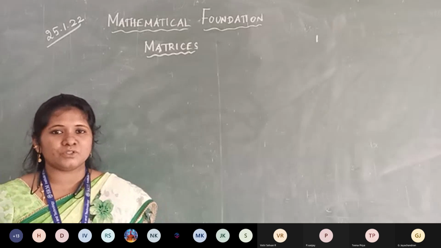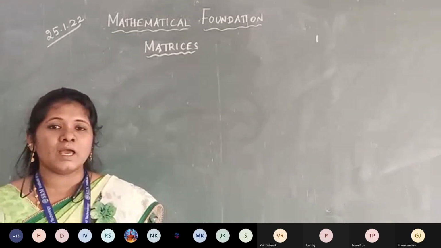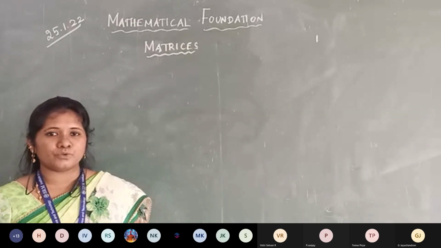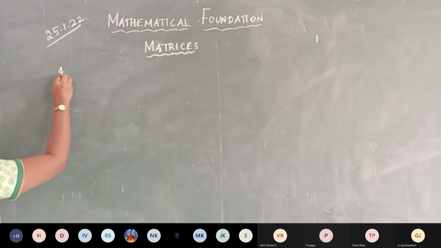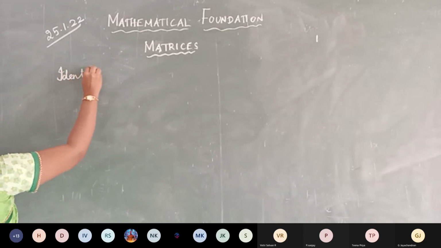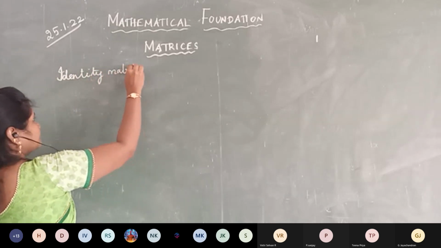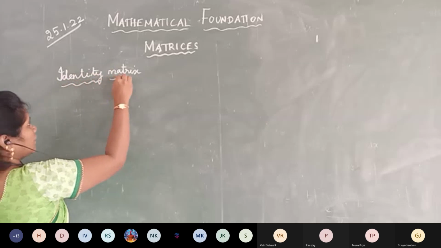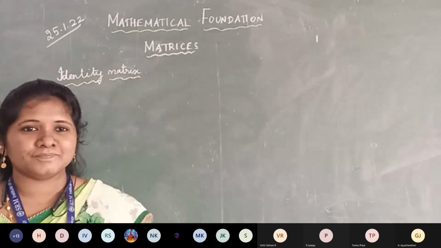Okay, so next we will go on to identity matrix. We will learn a little more definitions. So put today's date and write your next heading as identity matrix. What is identity matrix? What is your identity matrix? You all know what is your identity.